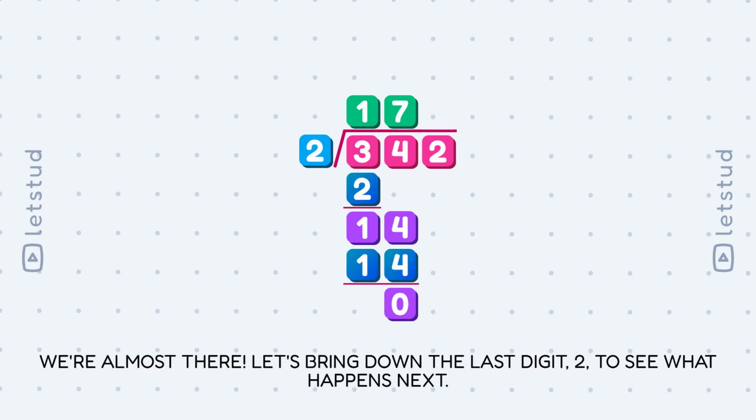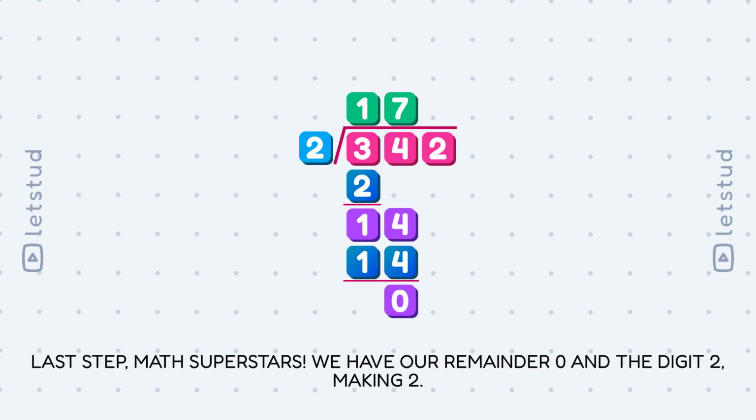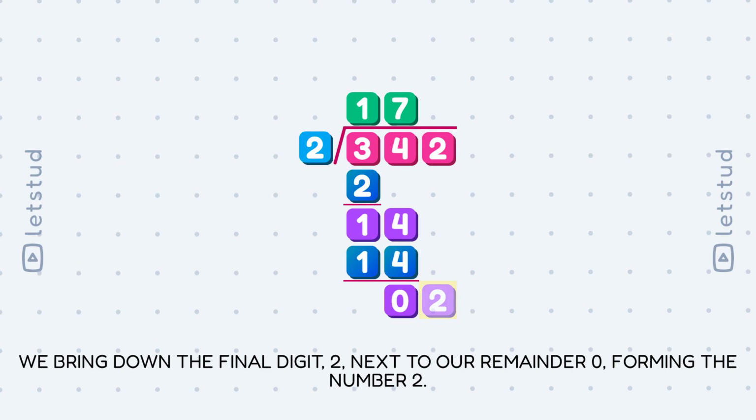We're almost there. Let's bring down the last digit 2 to see what happens next. Last step, math superstars. We have our remainder 0 and the digit 2 making 2. We bring down the final digit 2 next to our remainder 0, forming the number 2.